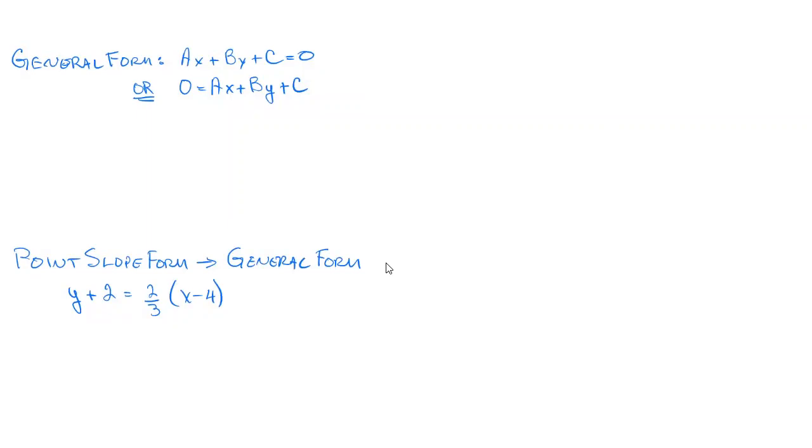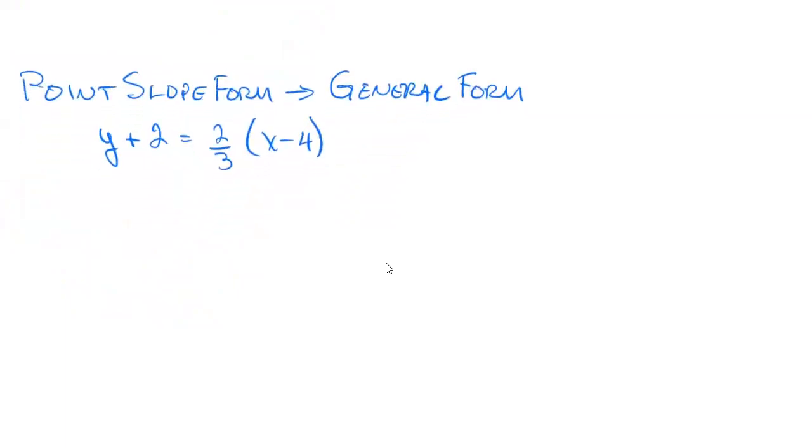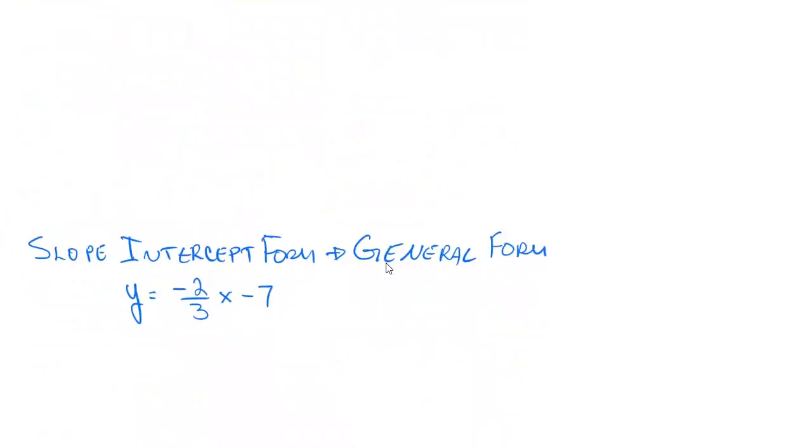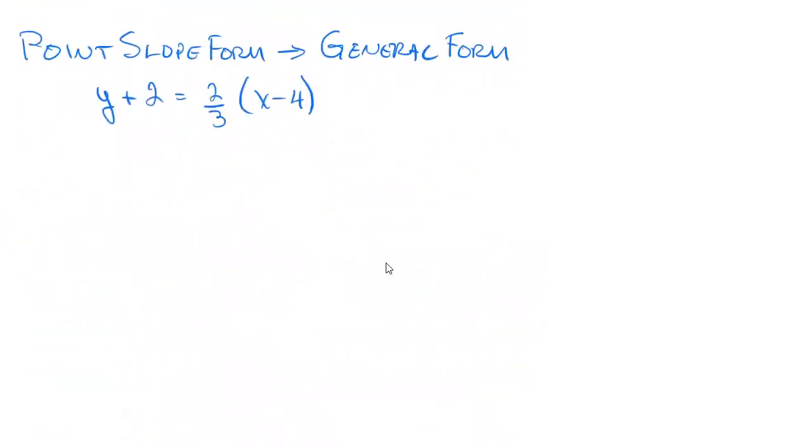Okay, folks, here we go. A couple of examples of rearranging equations into general form. So I'm gonna talk a little bit about general form to begin with. Then I'm gonna do an example that converts point slope form to general form, and then an example doing slope intercept form to general form.